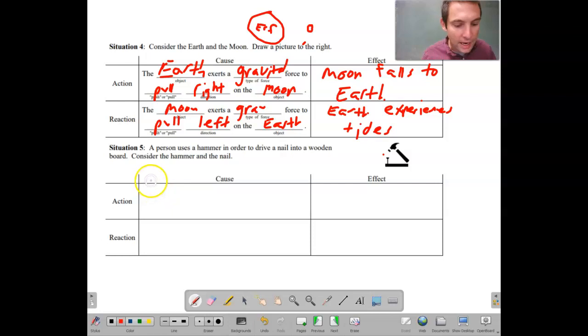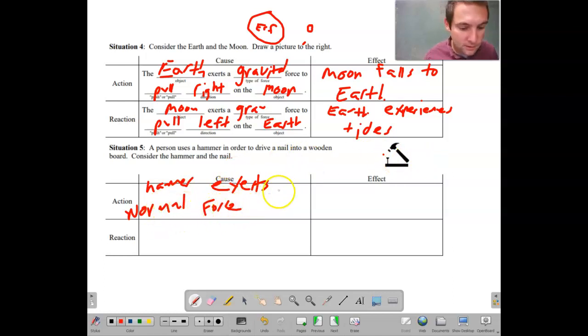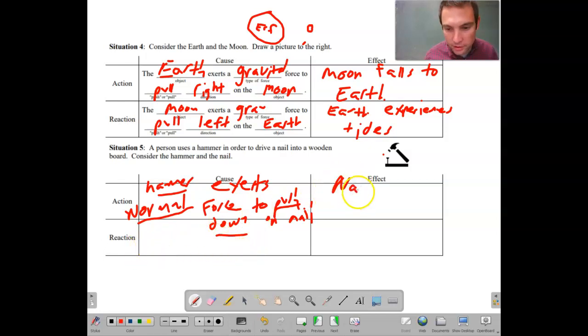So hammer exerts a normal force. Hammer exerts normal force because it's a surface, right? The head of that hammer is a surface. Normal force to push down on the nail. Have I hit all of my main points? Do I have my object? I do. Do I have my type of force? Yes, a normal force. Do I have push or pull? I do. Do I have a direction? Yes. Now, the effect is the nail goes into wood.